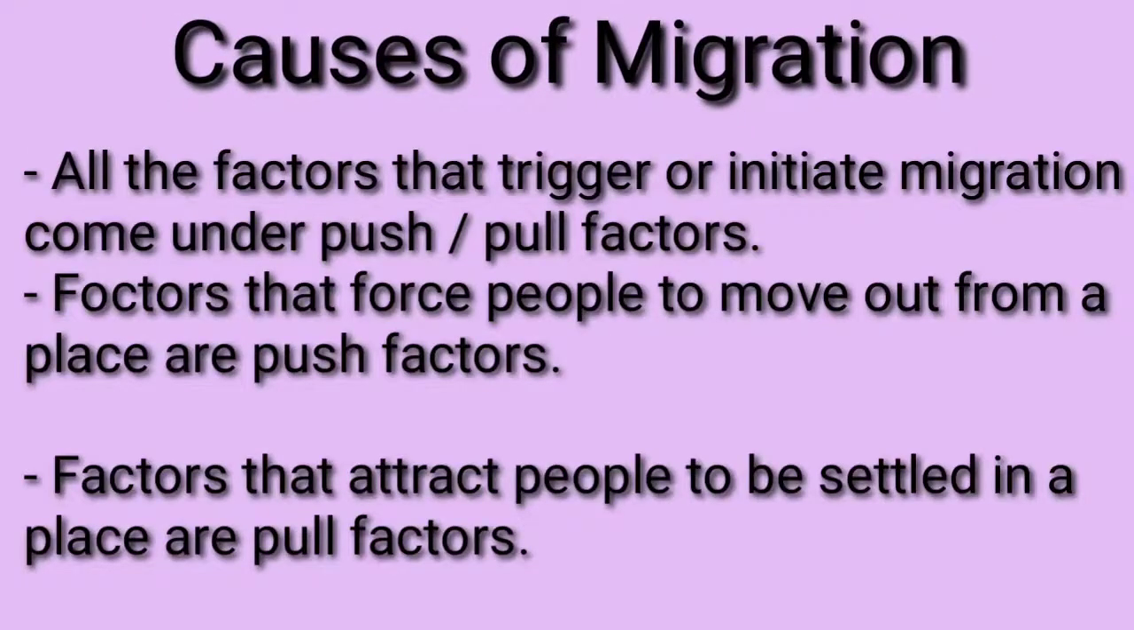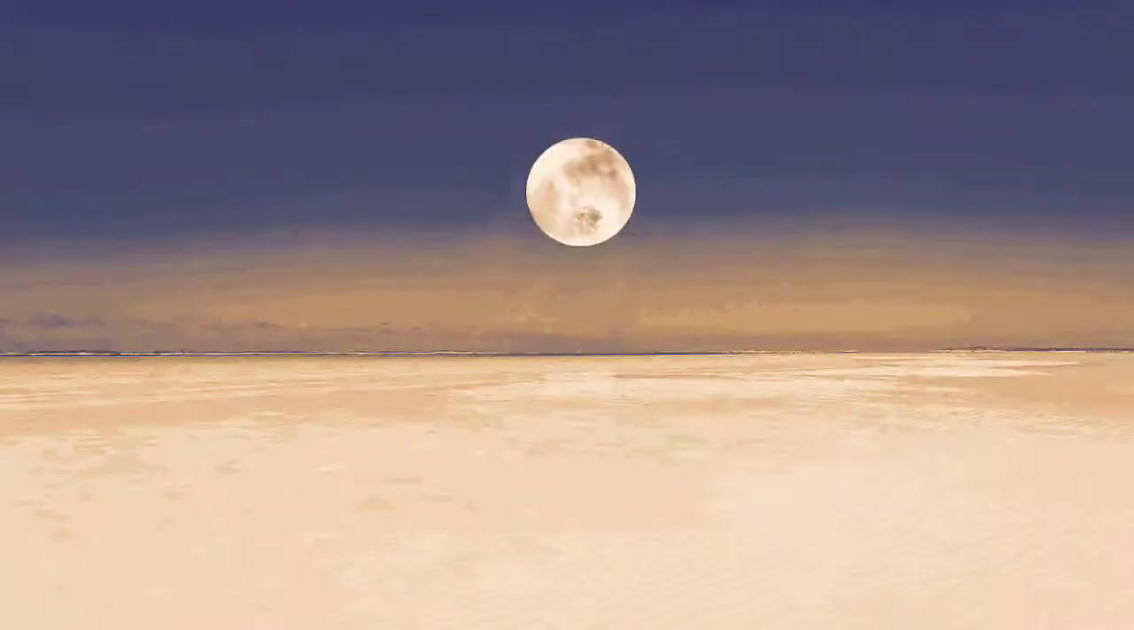Now the causes of migration. All the factors that trigger or initiate migration come under push or pull factors. Factors that force people to move out from a place are push factors, like poverty, unemployment. Factors that attract people to settle in a place are pull factors, like better living standard.